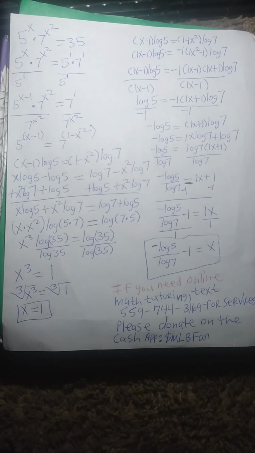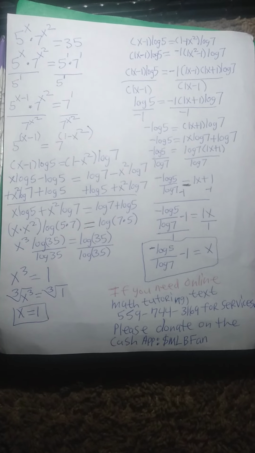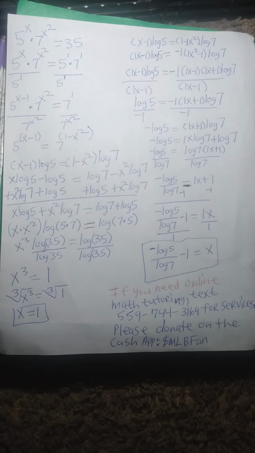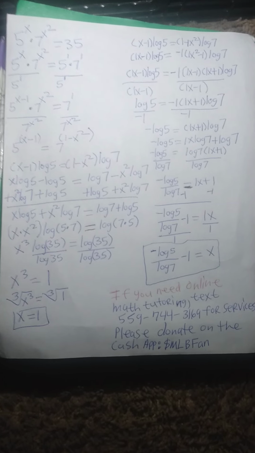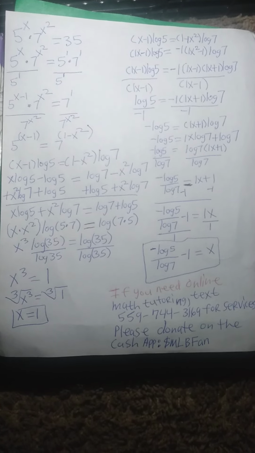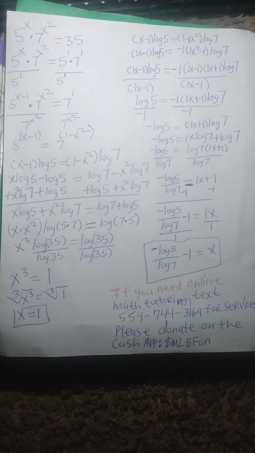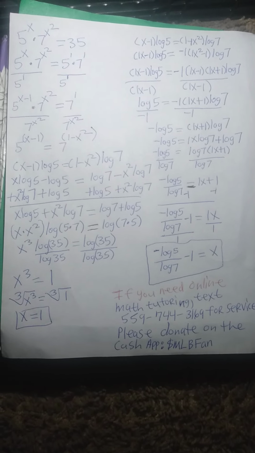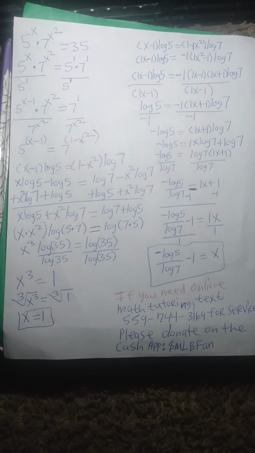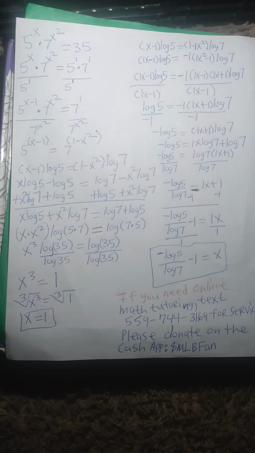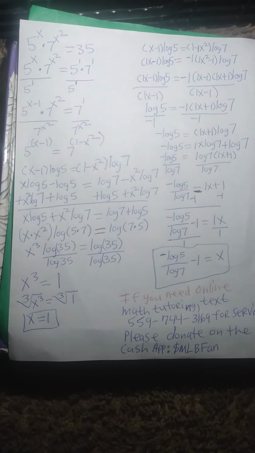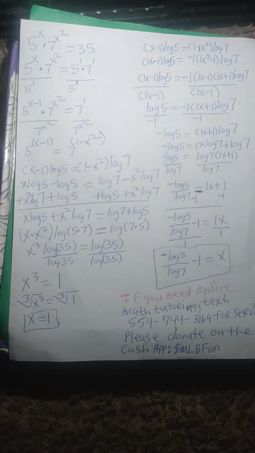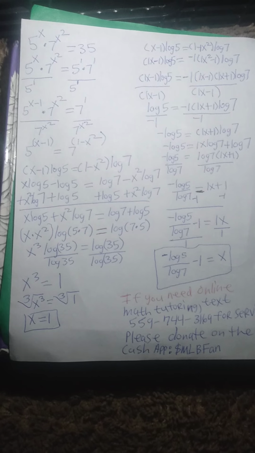Good evening, class. Today we are going to learn about solving exponential equations with logarithms. Here we have a function of 5 to the power of x times 7 to the power of x squared is equal to 35. Now we need to factor 35, which is 5 times 7, and then we want to raise each factor to the power of 1.